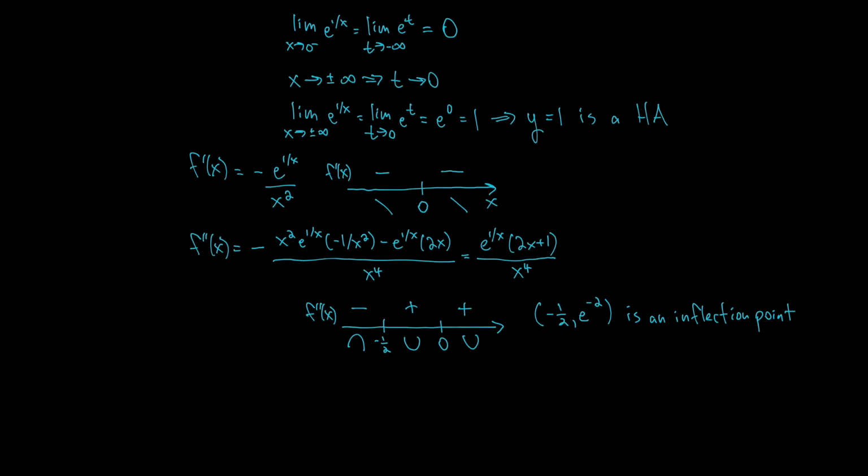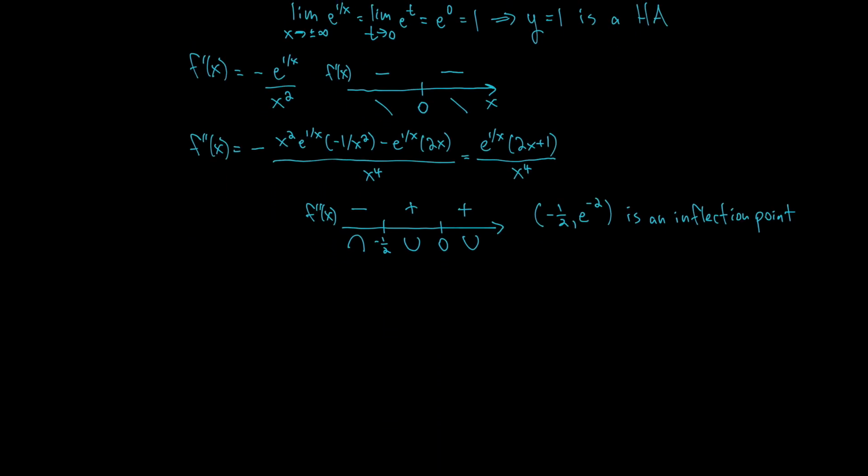I think that's enough information now to graph this thing. So let's put in our asymptotes first. Okay, we know that x equals 0 is a vertical asymptote, so that's our y-axis. And we know that y equals 1 is a horizontal asymptote. So that's y equals 1. We know also, though, that minus 1/2, e to the minus 2 is a point of inflection. So that's somewhere over here is an inflection point.